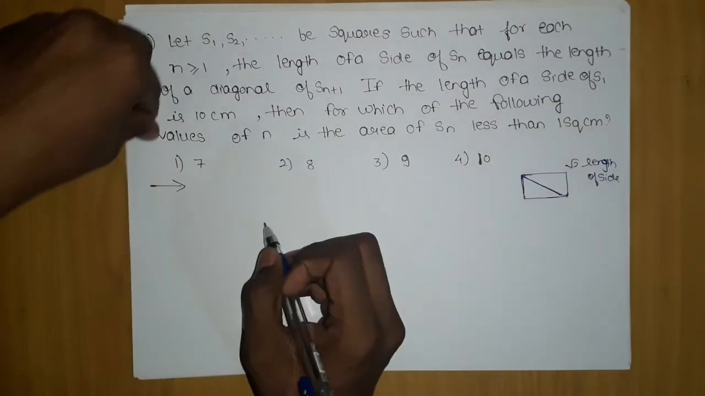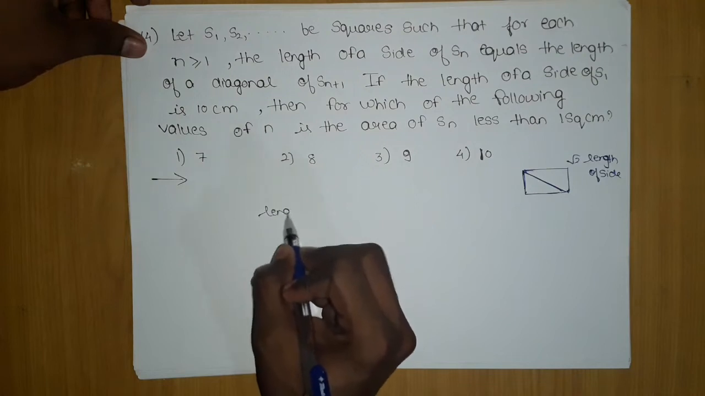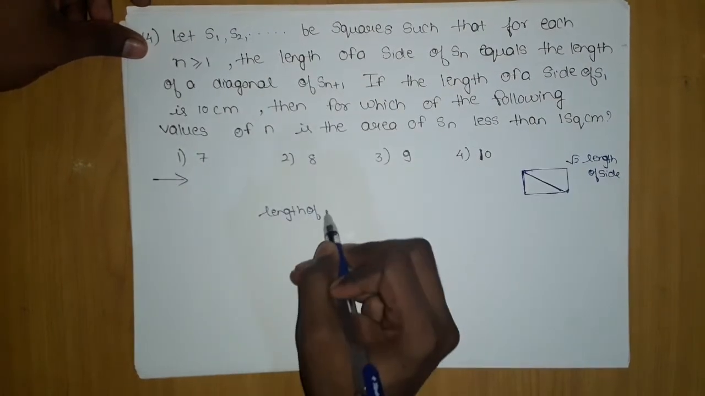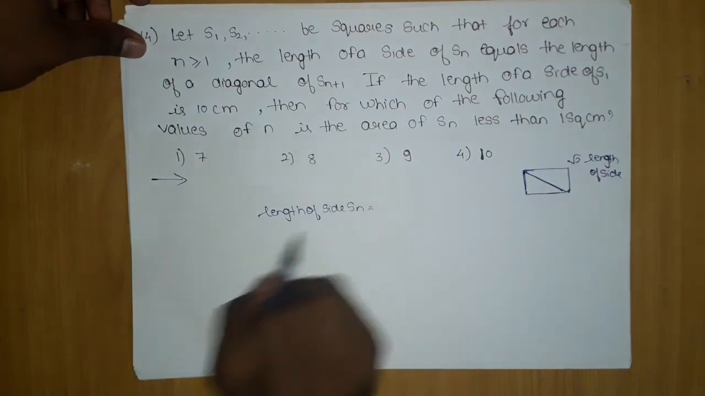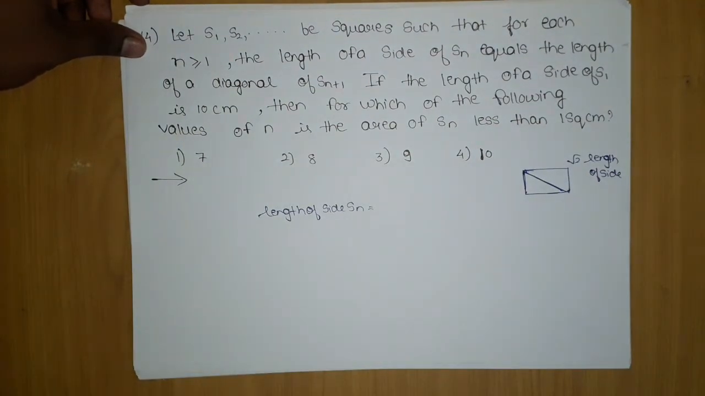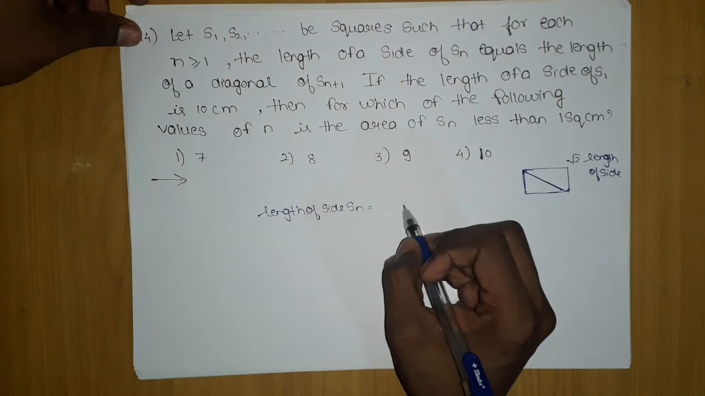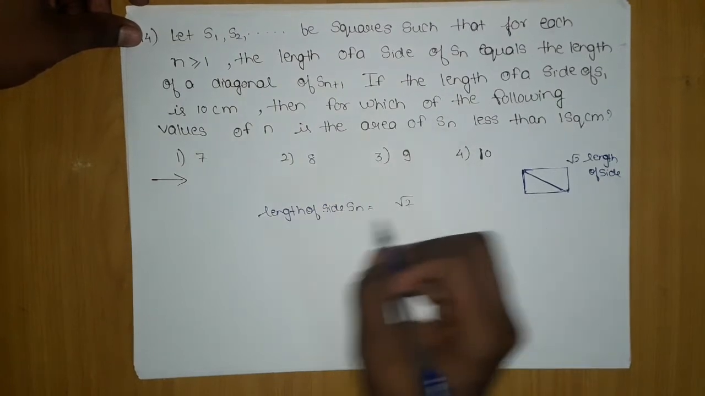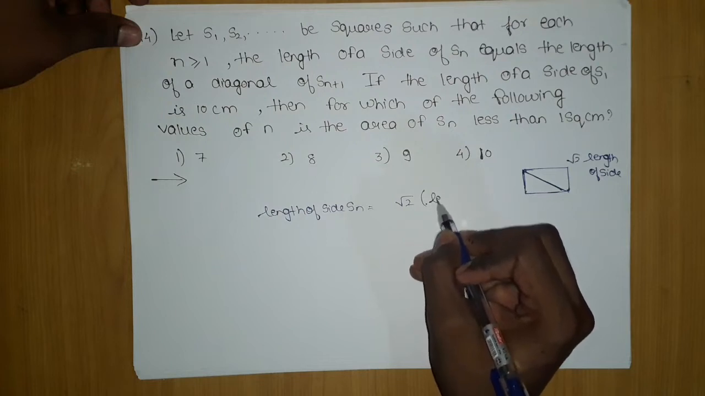Okay, so if I say this, the length of side Sn is equal to the length of the diagonal. So it should be equal to root 2 times the length of the side, but it is giving that it is equal to the length of the diagonal.